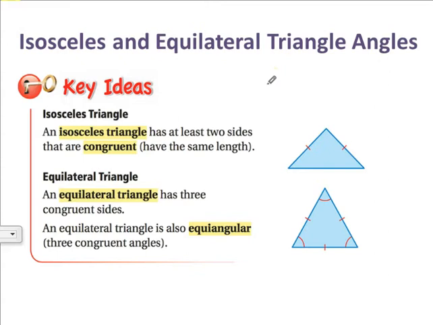All right, so isosceles and equilateral triangles. Let's look at the angles that occur between these types of triangles.